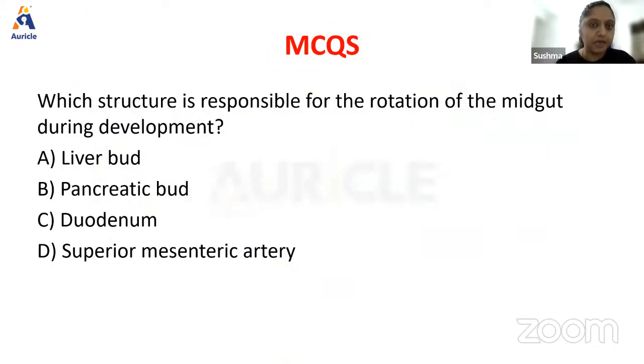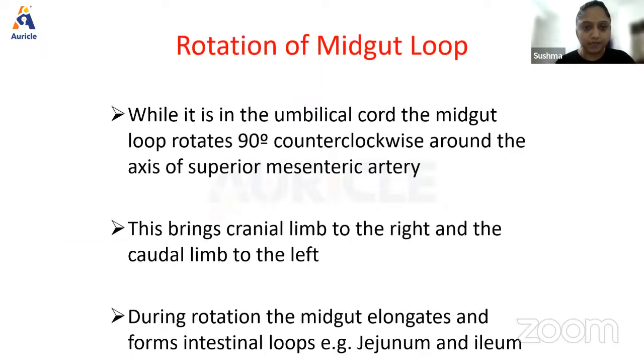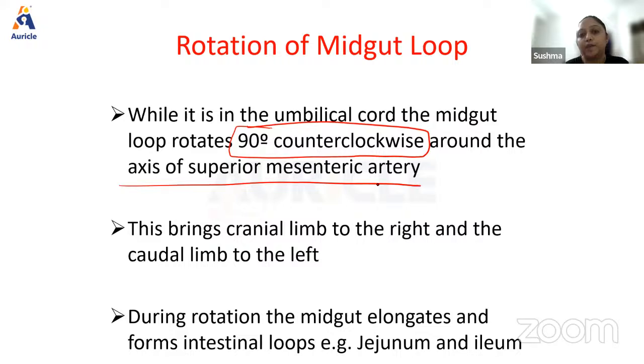Understood? Now, which structure is responsible for the rotation of the midgut during development? Superior mesenteric artery, because around the axis of the superior mesenteric artery itself, the rotation of the gut actually takes place. Now, let us look at how the rotation of the midgut loop takes place. While it is in the umbilical cord, the midgut loop rotates 90 degrees counterclockwise around the axis of the superior mesenteric artery.